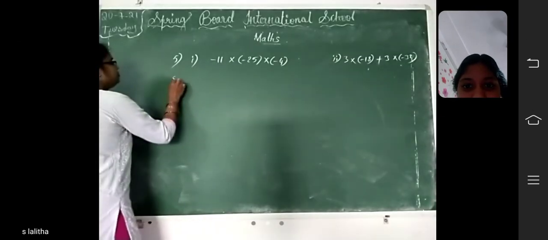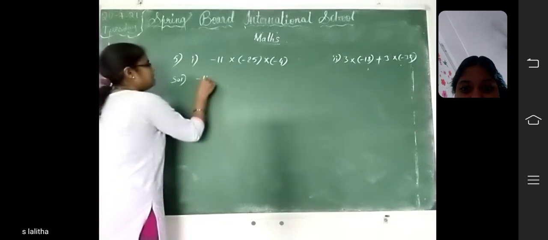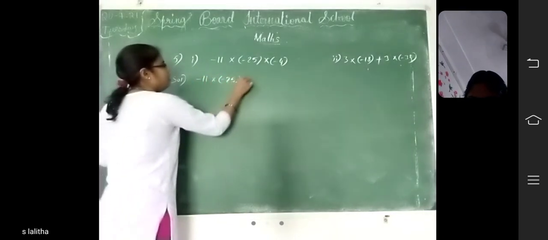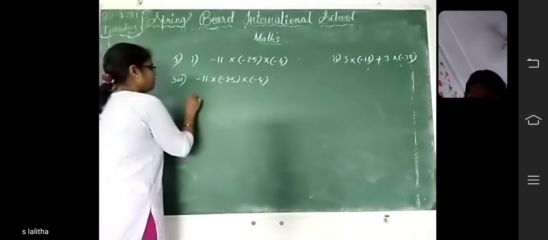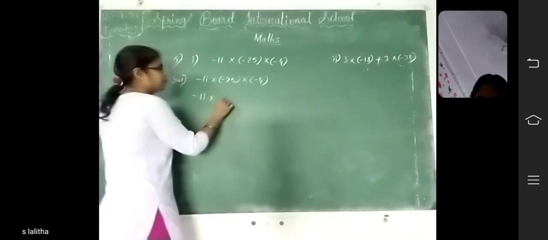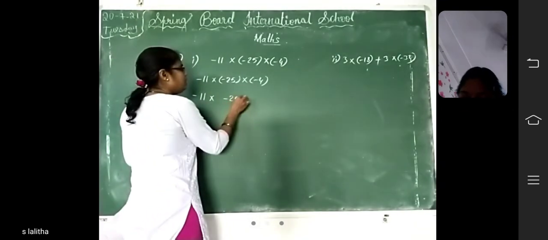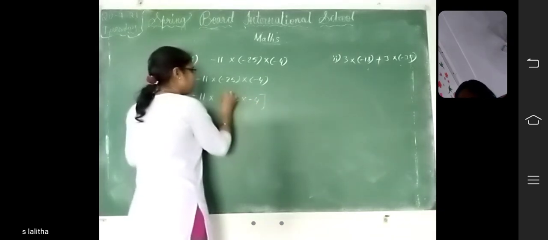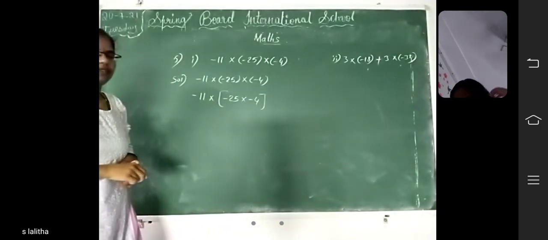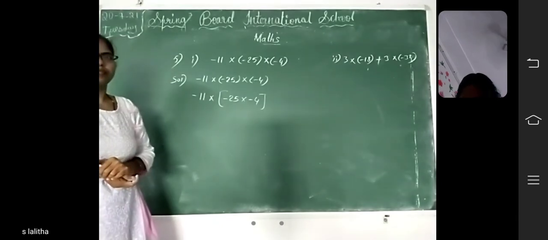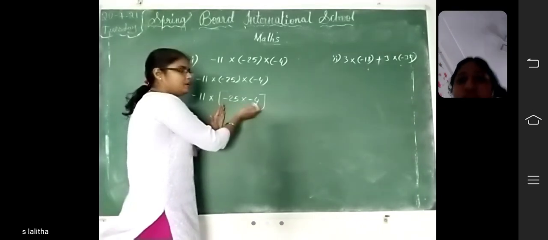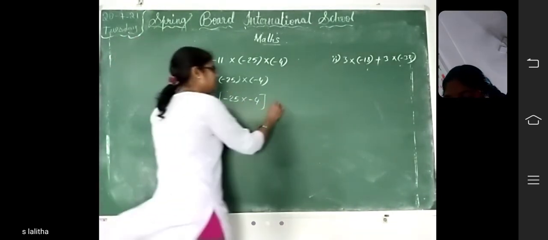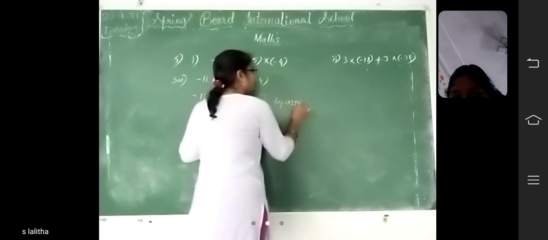Now simplify this one. So what is given? Minus 11 into minus 25 into minus 4 is given. So using the laws, you have to simplify this one. Minus 11 into, I'll keep it in brackets, minus 25 into minus 4. Okay, so which law is it? It is the associative law. First I should multiply the second and third integers. So by associative law.